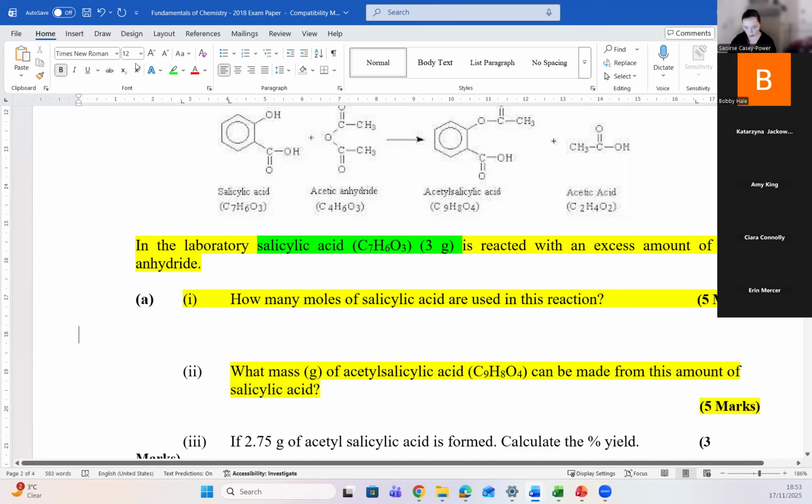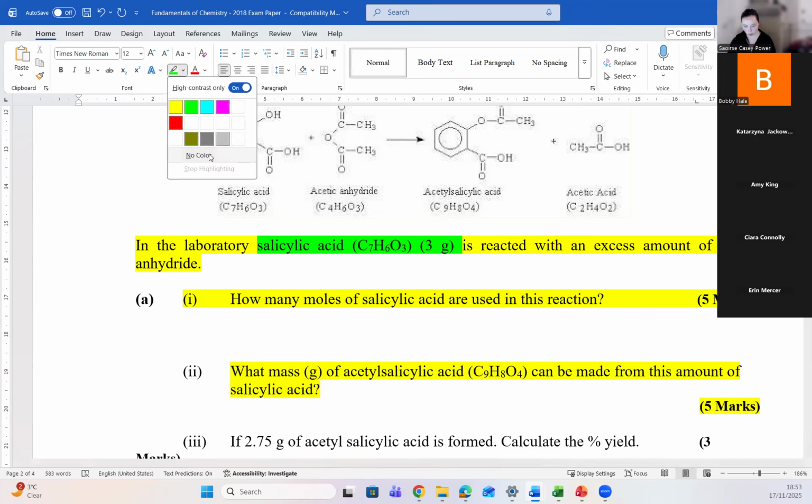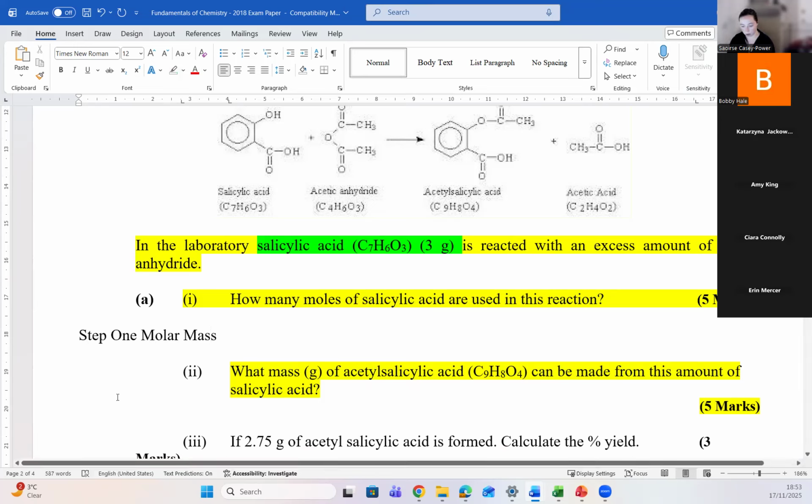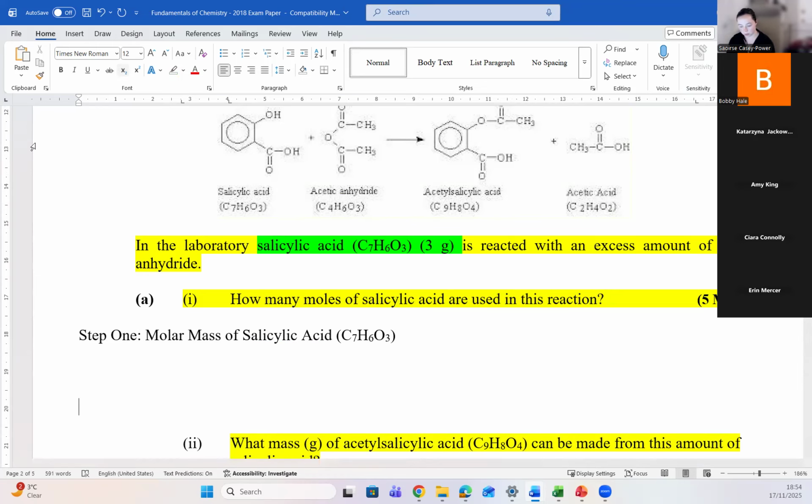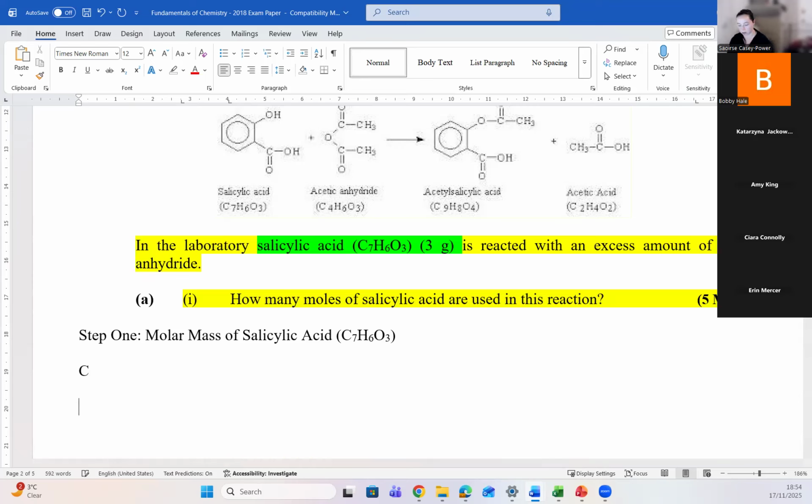So what I would start off doing, and again, you're gonna be sick of me saying it, is your molar mass. Exactly. So molar mass, and what we're working with here is salicylic acid, C7H6O3. The exact same way we've done before, so list all of your elements that we have. You have carbon, hydrogen, and oxygen.